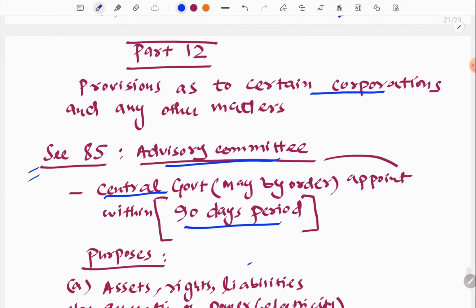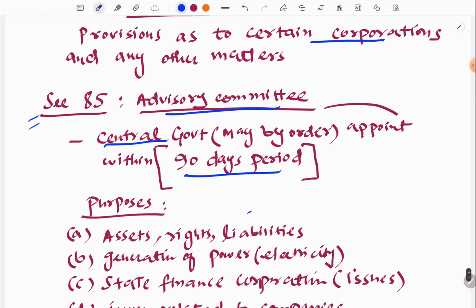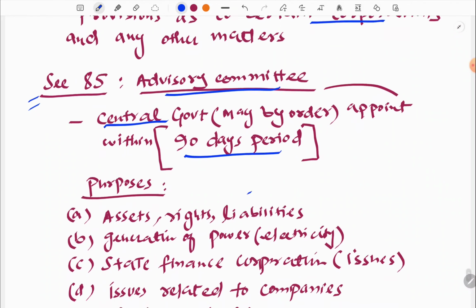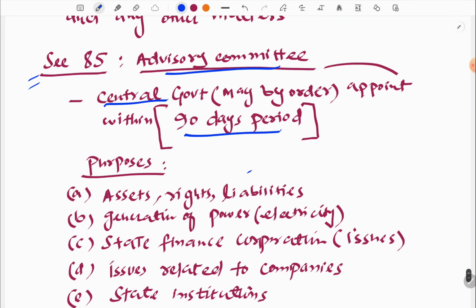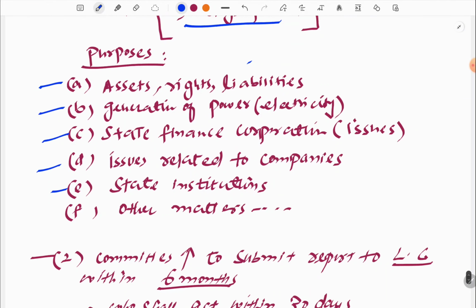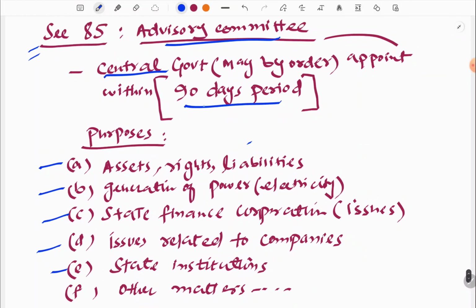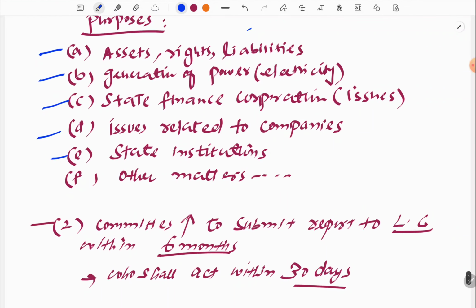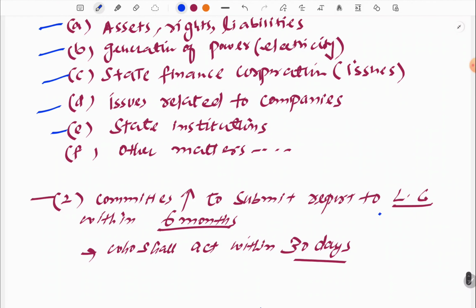It has to be done for the following purposes. For example, for the purposes of assets, rights, and liabilities, for generation of electricity, for state finance corporation issues, or issues related to companies and state institutions. So these departments will create their advisory committees. The central government has to prepare that advisory committee, and that advisory committee has to prepare the report within 90 days and give it to the Lieutenant Governor.